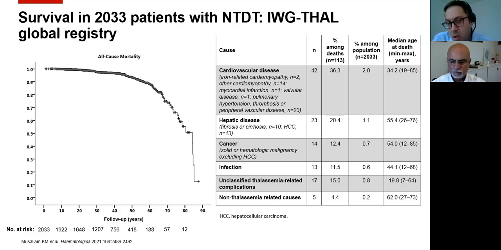And a lot of patients actually died from cancer, some solid or hematologic malignancies, which we're seeing more and more common, not necessarily only because of iron overload leading to HCC, but also due to the aging population and the stress the ineffective erythropoiesis is causing on the bone marrow. So you see actually a higher rate of hematologic malignancies sometimes in these patients than in non-thalassemic patients.